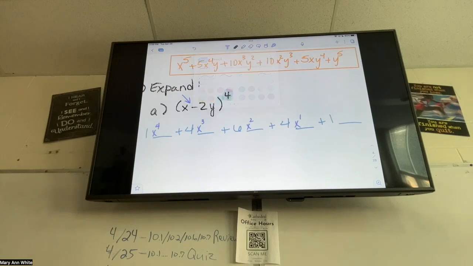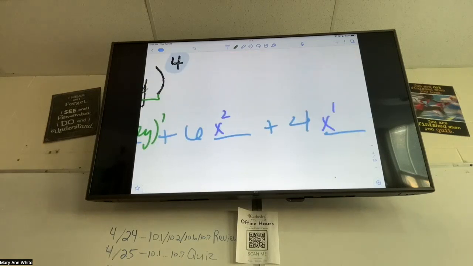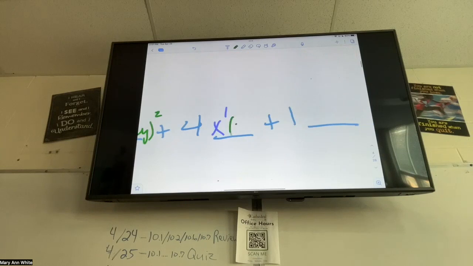Now my second term is not just y, it's going to be negative 2y. What is its exponent going to do as I go across the page? It's going to go up, it's going to increase. I'm going to start with no y's. The first one you skip, and then the second one, you're going to do negative 2y to the first. Remember to put all of negative 2y in parentheses. And we got negative 2y squared, negative 2y to the third, and then negative 2y to the fourth.